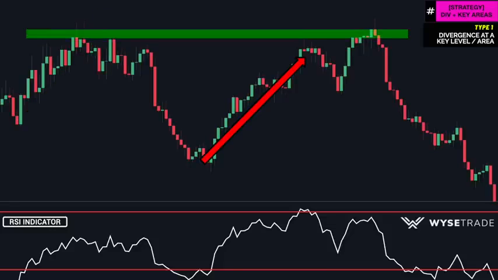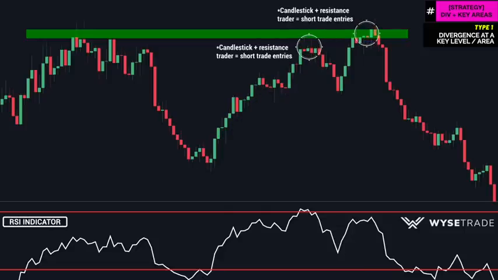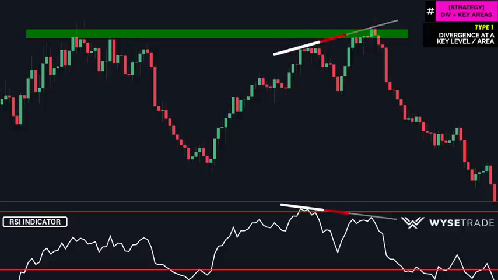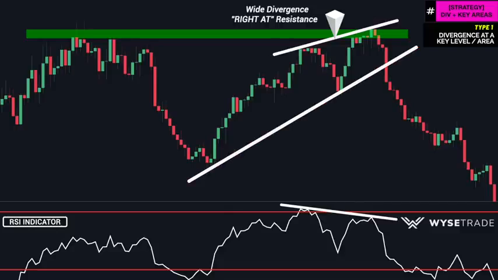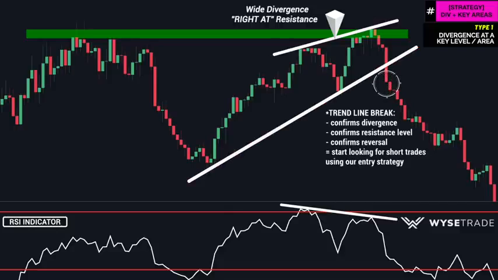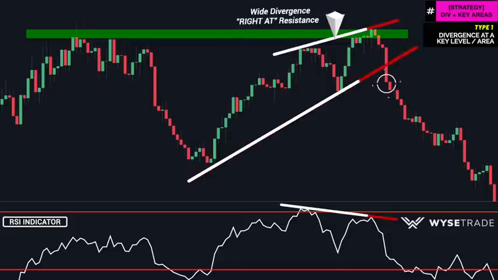Now, as price came back up, for candlestick and resistance traders, there were multiple entry points for short trades. But now, as a divergence trader, once you noticed this wide divergence form right at key resistance, you would apply your trend line like this. And once price broke it with this bearish momentum candle is when you would start looking for short trade entries. This also shows why you should never chase trades, as there's always another trade opportunity coming up. So let's show this again going the other way.